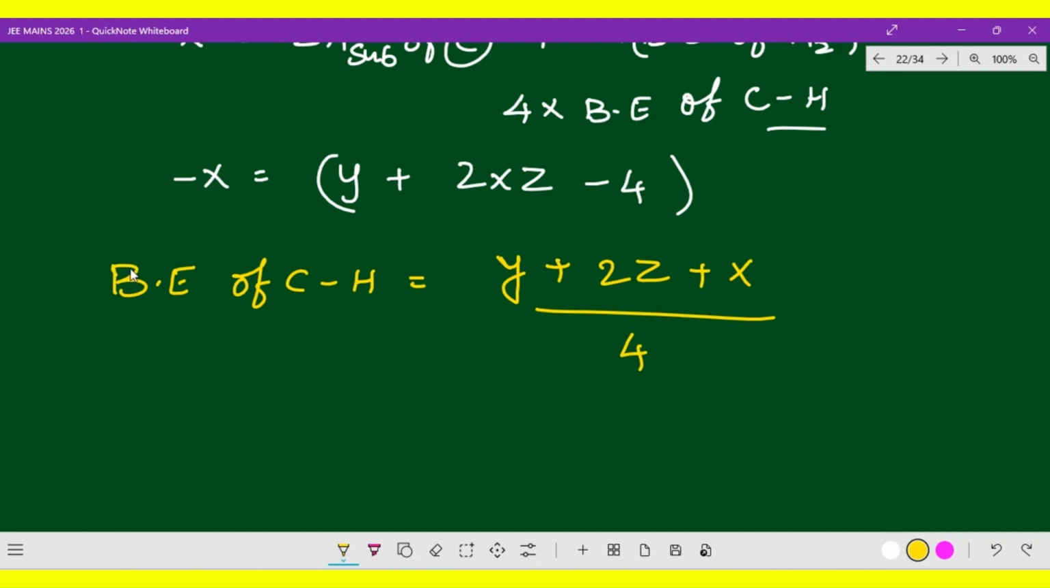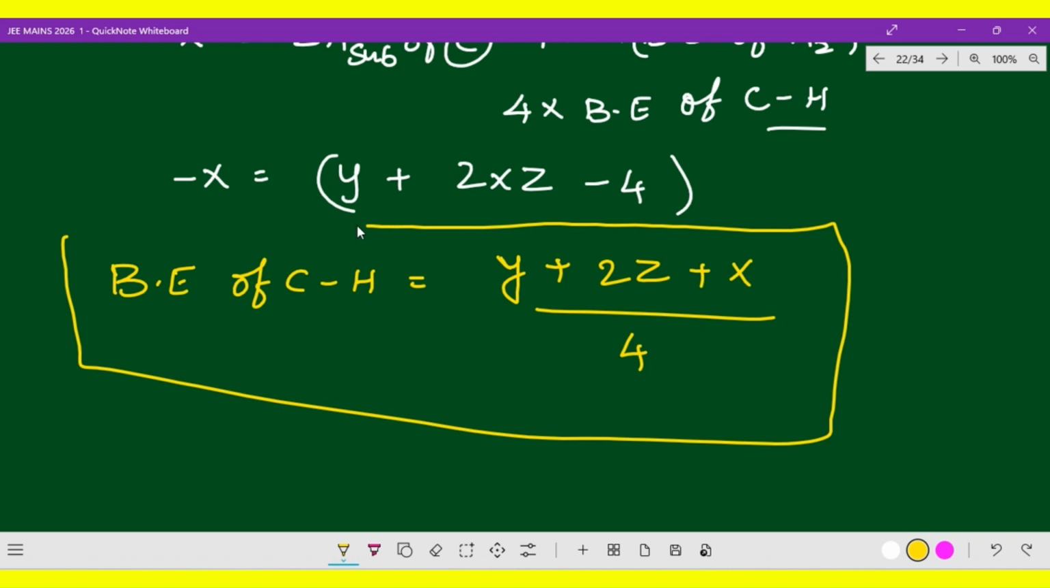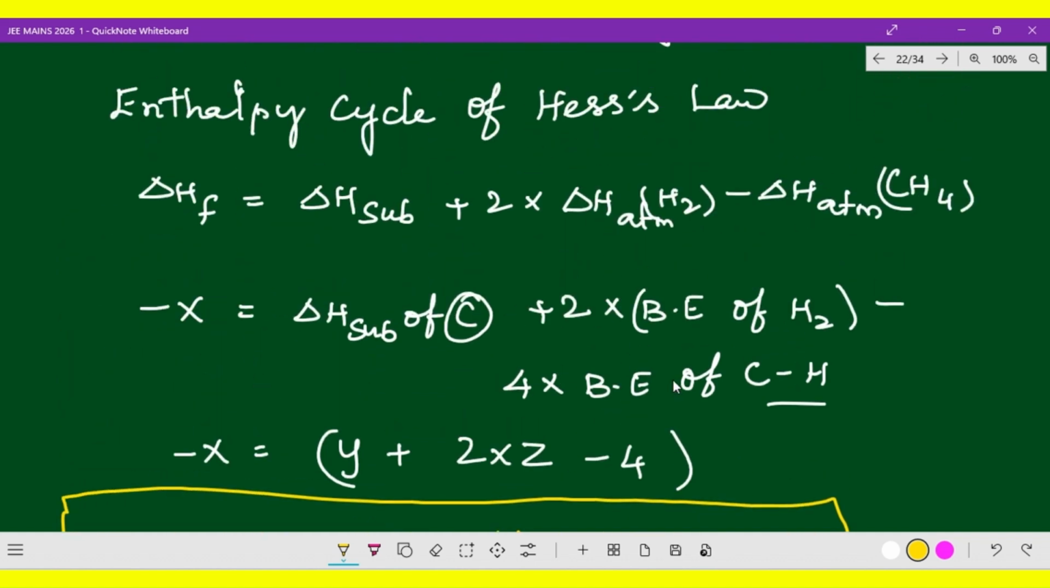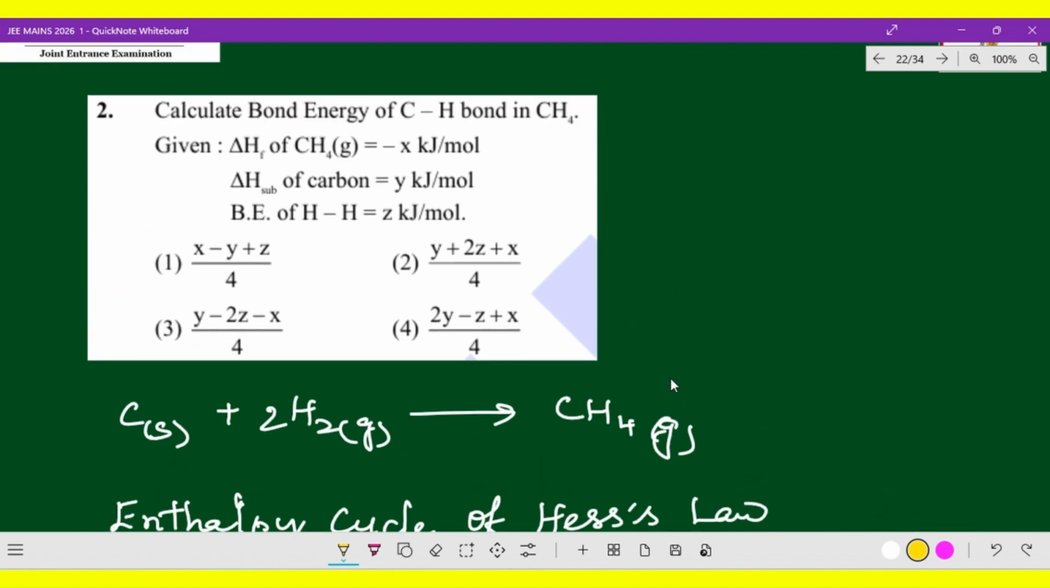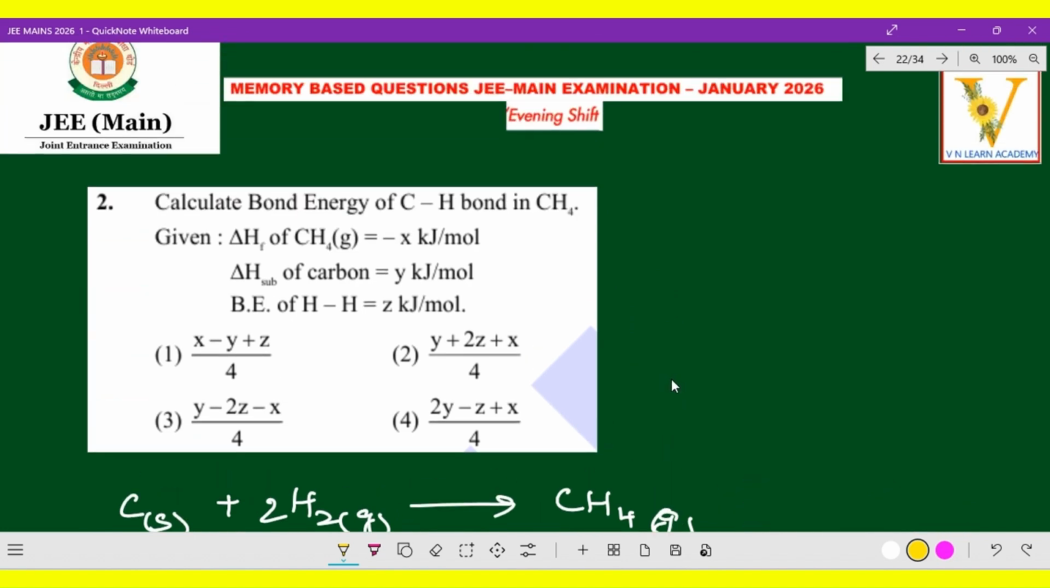This is completely based on Hess's law cycle that you have learned. So according to this point, can we bring this? Yes, Y plus 2Z, that is atomization, 2 into Z plus X divided by 4. So this is the formula we can bring to solve this sum. Now which is the correct option? Y plus 2Z plus X divided by 4. Yes, of course, 100% this is option 2.